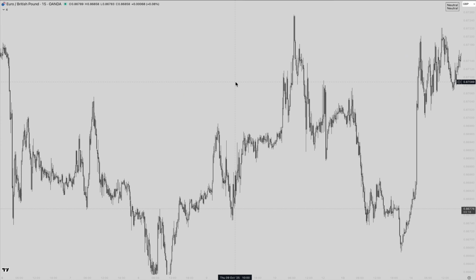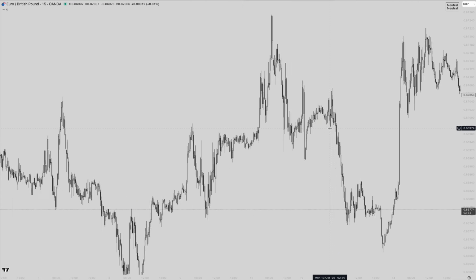The next pair, and probably my favorite pair to trade when I was a beginner, was actually the Euro versus the British pound. On the other hand, it introduces a more regional angle, tracking how the UK and the Euro economies interact. And it's influenced by relative growth, trade data, political shifts, but it still trades with enough stability for newer traders to handle comfortably.